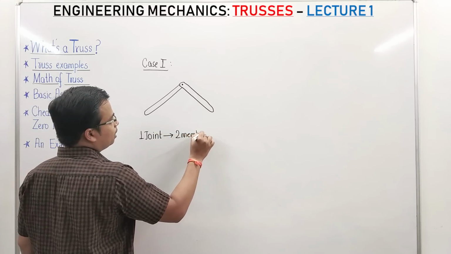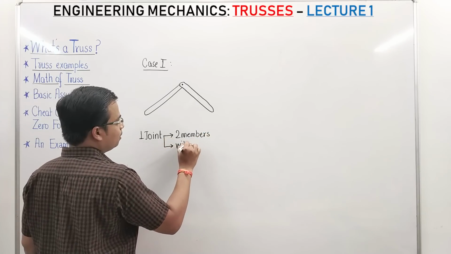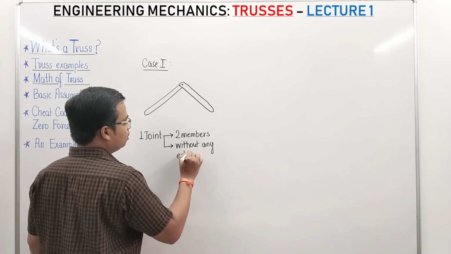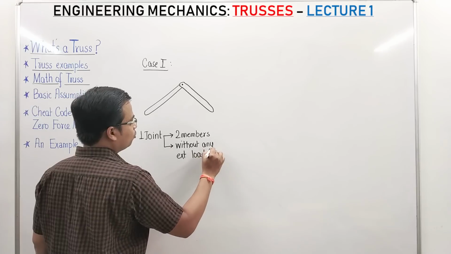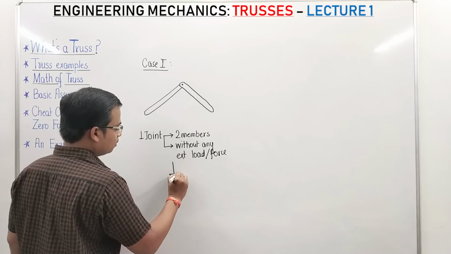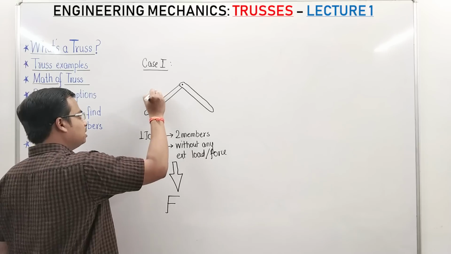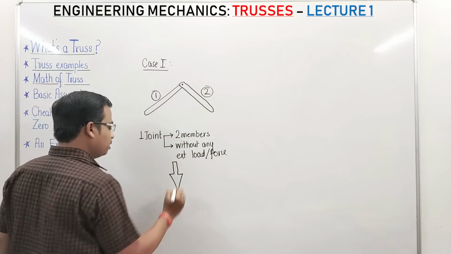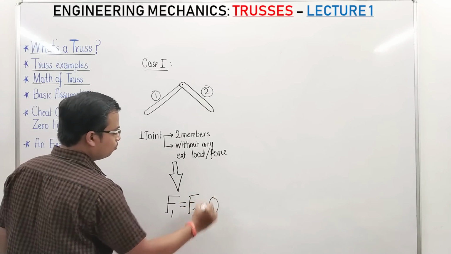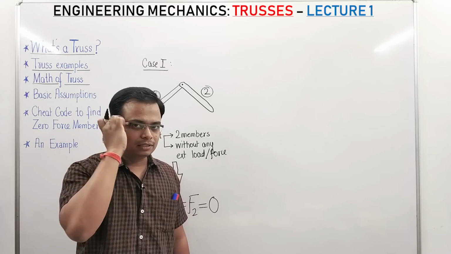okay, and also without any external force or load, let's say load or force, whatever you may refer to it as, then in such a case, the force amongst these members, let's say member 1 and member 2, then in that case F1 is equal to F2, and by the way, both of them are going to be equal to 0. Listen to this once again, it should get drilled inside your memory.